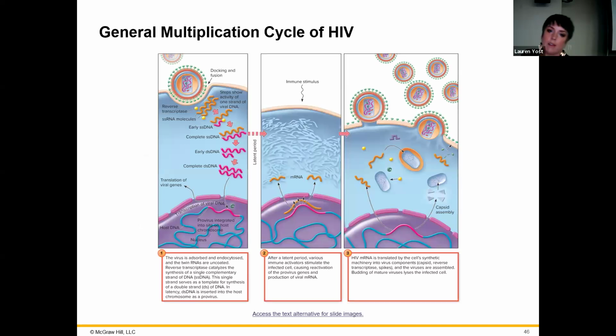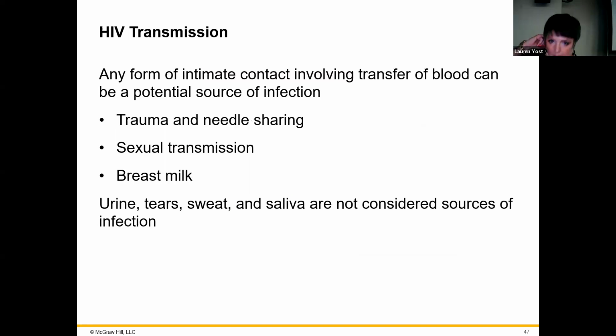And controlling HIV is a major concern for a lot of governments in protecting their people and the spread of HIV. So there are major campaigns throughout the world to try to educate people about having protected sex. And if you have HIV, being honest with your partners about that so that people can be protected. Again, it's transmitted usually through blood exposure, sexual transmission, trauma, needle sharing are the most common. There can be spread through breast milk as well. But urine, tears, sweat, and saliva are not considered sources of infection.